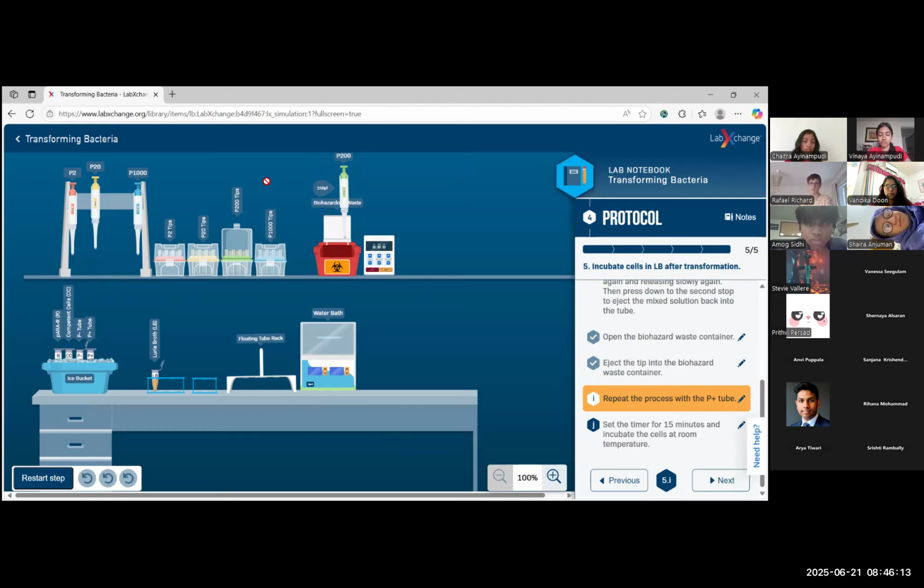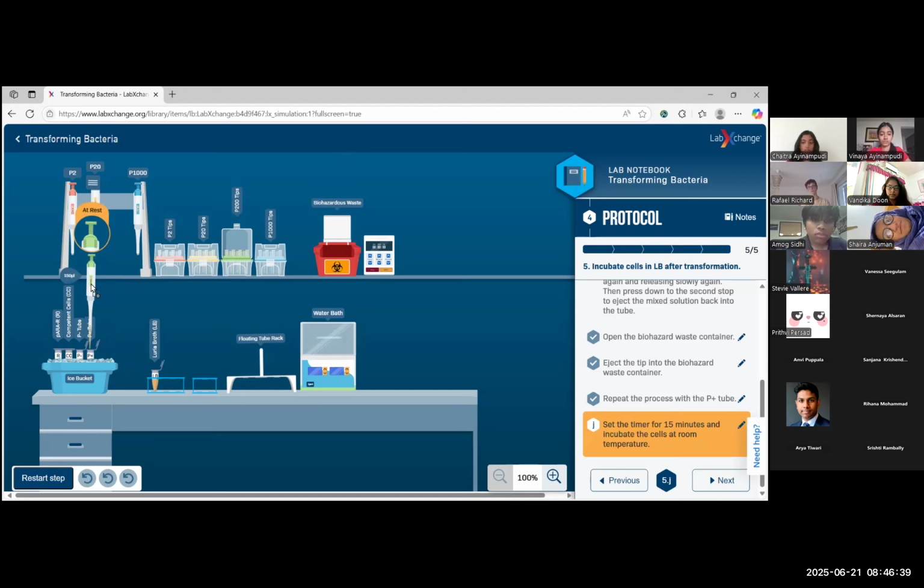And now we will be doing the same with the P plus tube. So we're going to go to the first stop. And if you guys didn't notice, in the micropipette, you can tell when there is solution or not because it should change color. And if you look closely, when I let go, it goes away. And then we're going to have to mix it. It does not mention it, but you're going to have to mix it. There. And eject the tip.